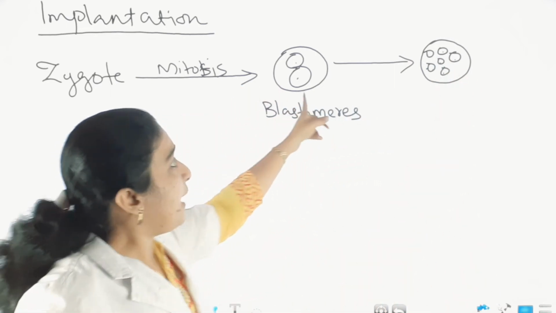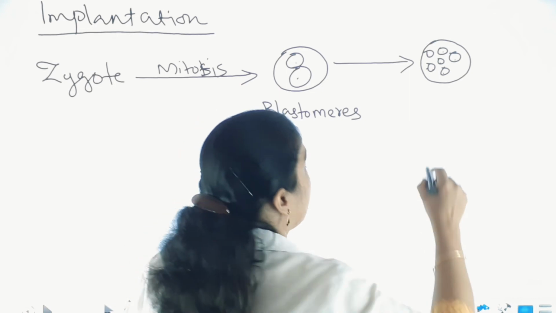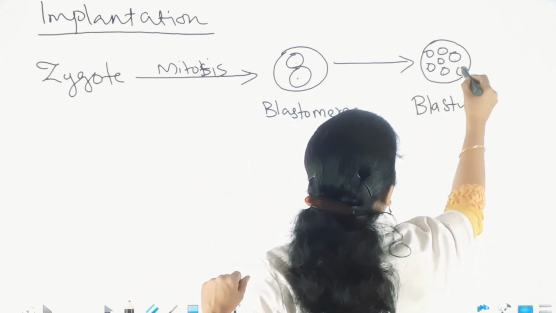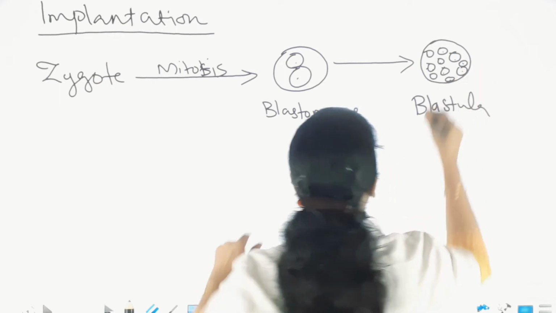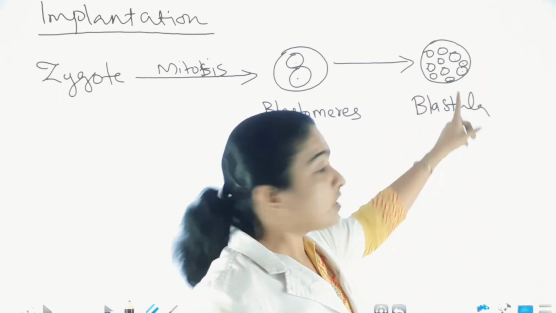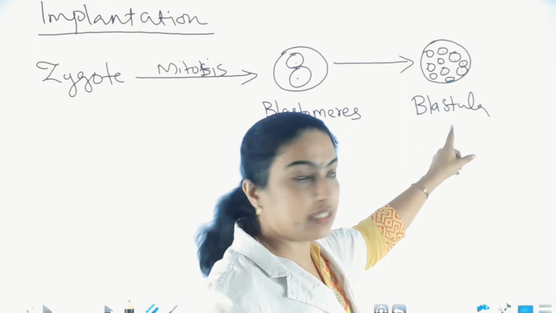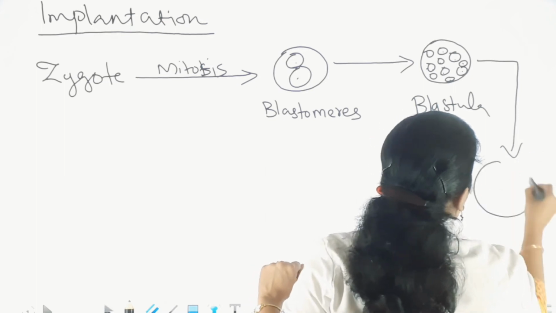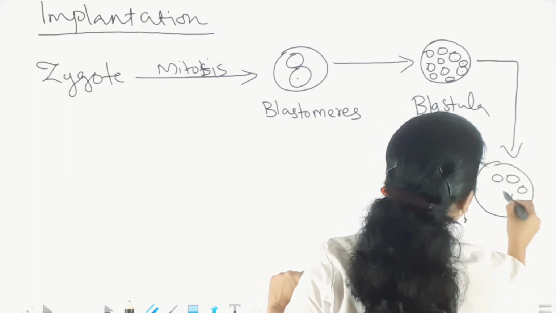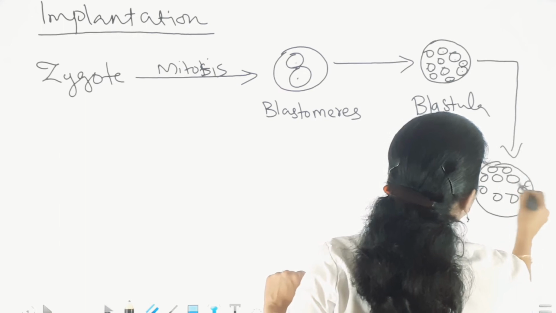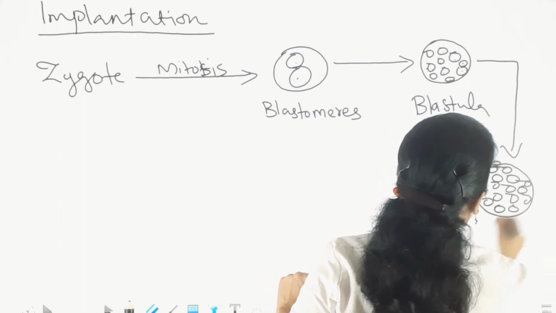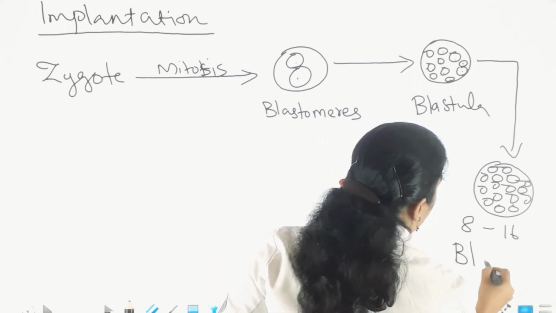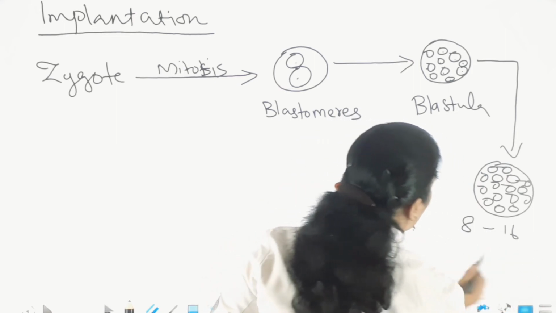So, here the embryo with the several blastomere stage is known as blastula. So, here we can see several daughter cells or several blastomeres. So, this is known as blastula. Clear? Then it undergoes development to form the 8 to 16 cell stage, and that stage is known as morula.